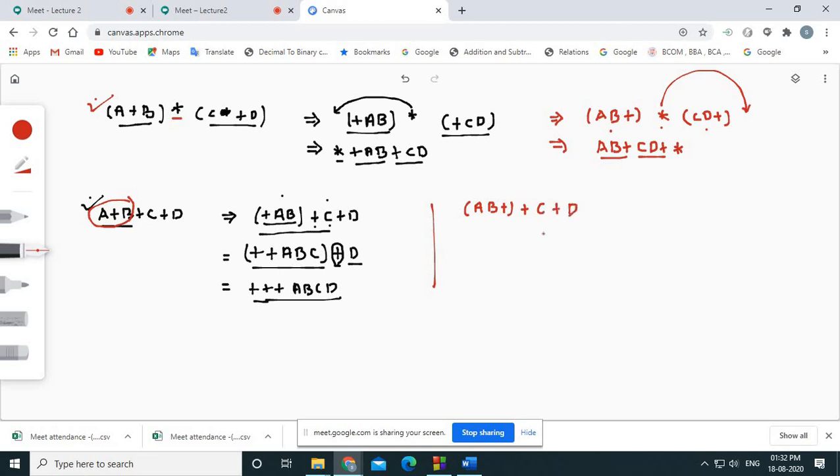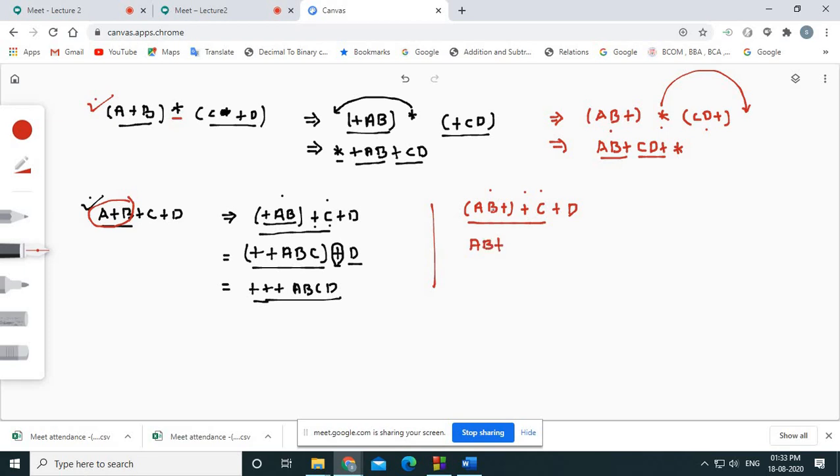Again you go from left to right. This is your first operand, this is your second operand, and this is your operator. In postfix we write the operator later; first we consider the operands. So my first operand is AB plus, and I am writing AB plus.